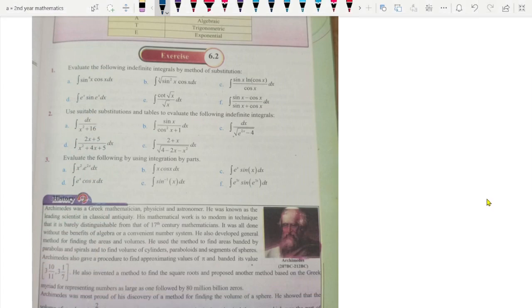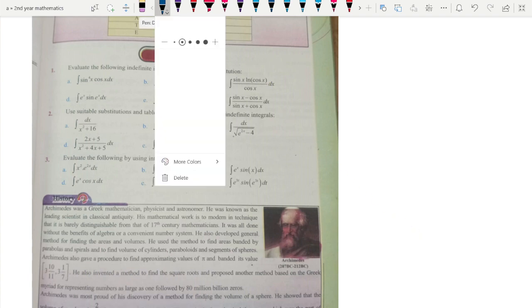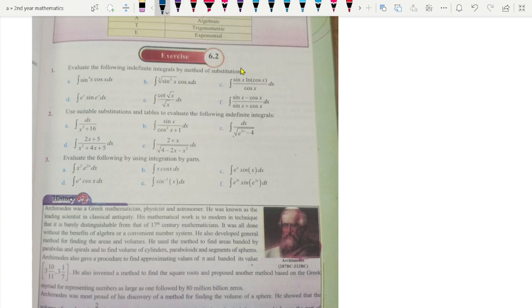Bismillahirrahmanirrahim. We are discussing second year mathematics. In this video, we will discuss exercise 6.2. The first question is: evaluate the following indefinite integrals by the method of substitution.